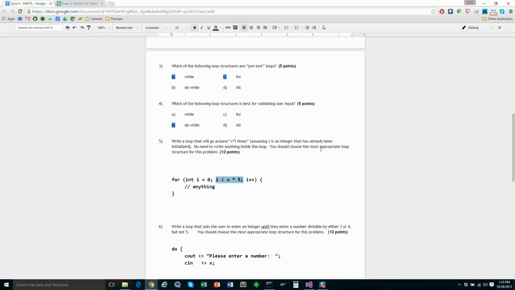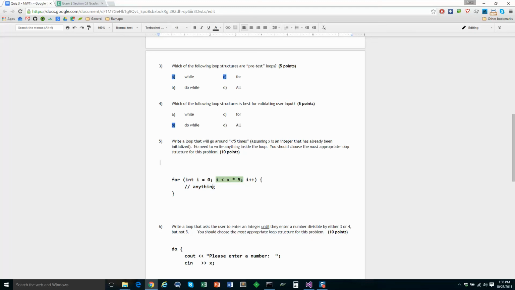So first of all, choosing the most appropriate loop. If you chose a while loop or a do while loop, it really isn't the most appropriate loop for the situation. Even if you got it right, I'm going to give you full credit. But the correct approach is just a for loop, and it's a standard for loop. Int i equals 0, i less than whatever the number of iterations you want to go through. In this case, I want to go around the loop x times 5 times. So x times 5 is what goes right here, i plus plus. I didn't need to see anything in here.